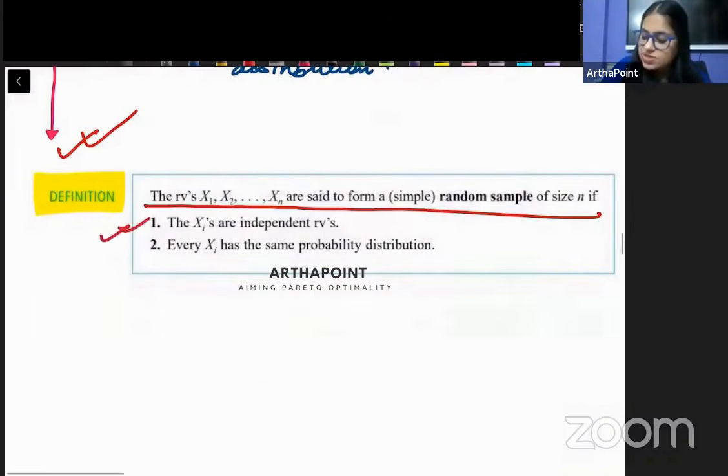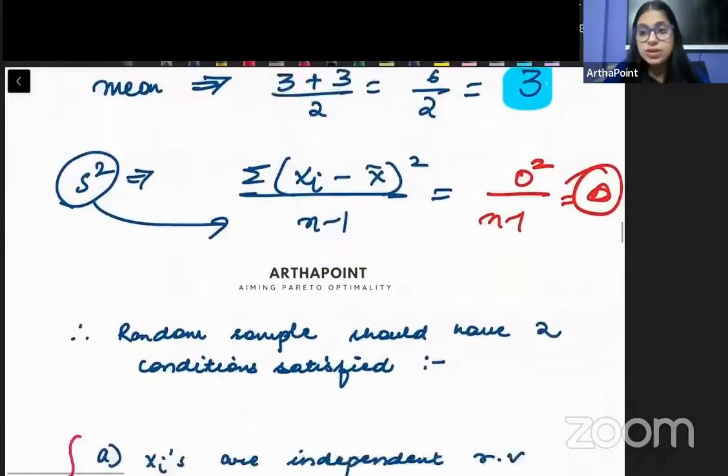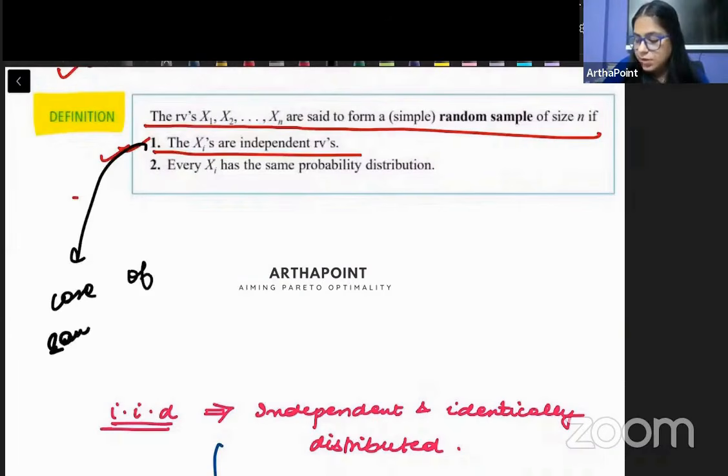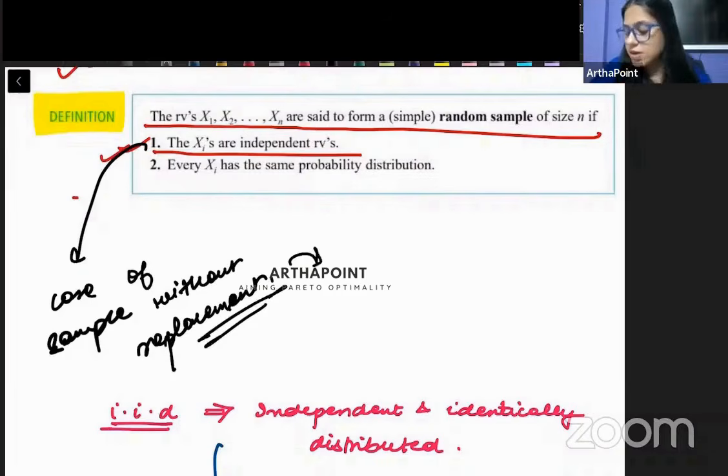The first thing that should be satisfied is that the xi's are independent random variables. So every time we choose an xi, it must be independent. It should not depend on what the previous xi chosen was. Which will happen in case of sample without replacement. It will happen in case of sample without replacement that they will be dependent on each other.